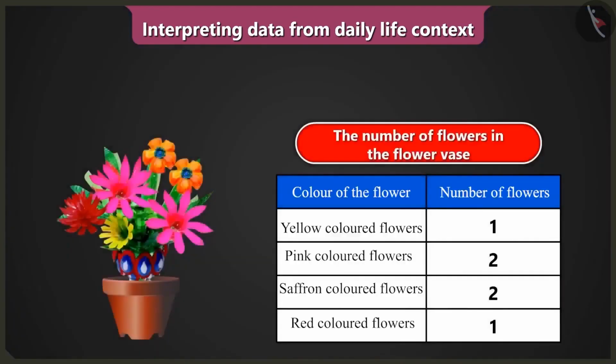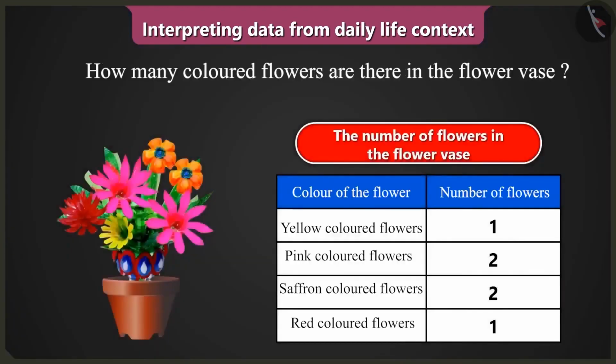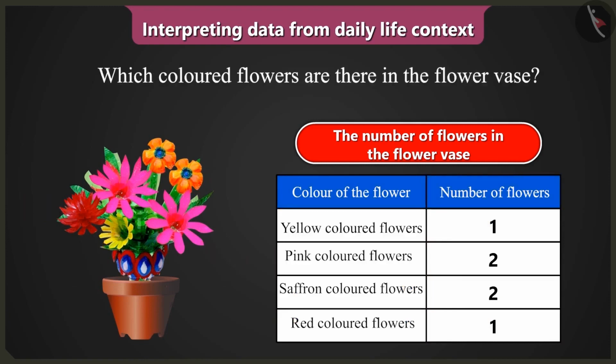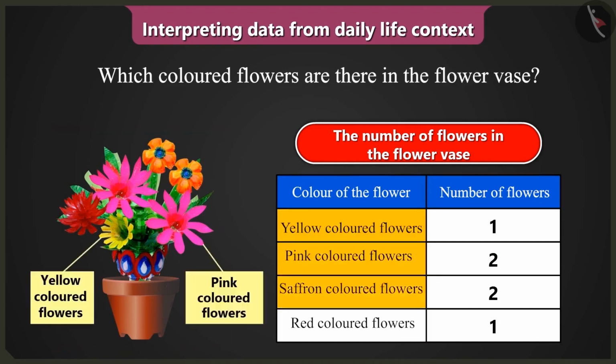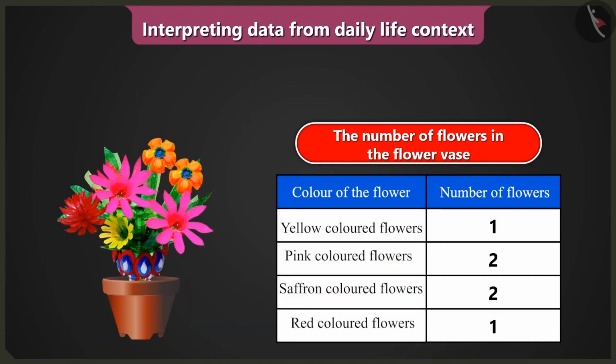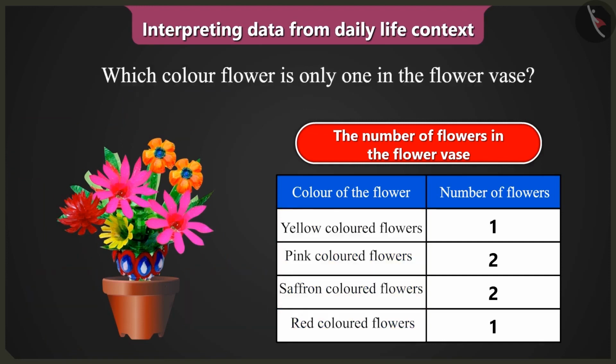Okay. So tell me, how many colored flowers are there in the flower vase? The table has data about flowers of 4 colors. Which colored flowers are there in the flower vase? There are yellow, pink, saffron and red colored flowers in the flower vase. Which color flower is only one in the flower vase?